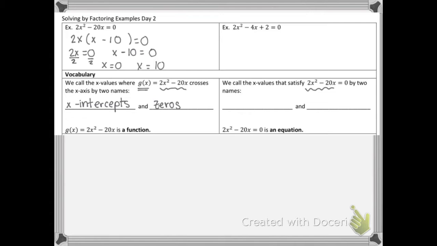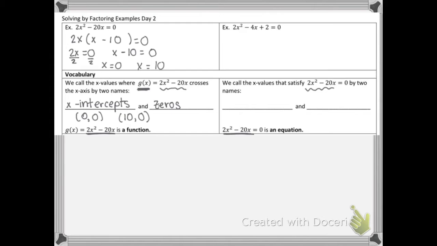So we would write those x-intercepts as (0, 0) and (10, 0). So again, if we have a function with a name, like g of x, and we set that function equal to 0 and solve, we call the answers x-intercepts or zeros, because g of x is a function. On the right, if we have an equation, if we have that 2x squared minus 20x equal to 0, that's an equation, so slightly different.